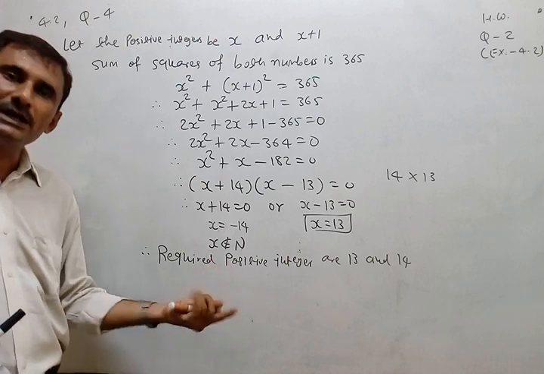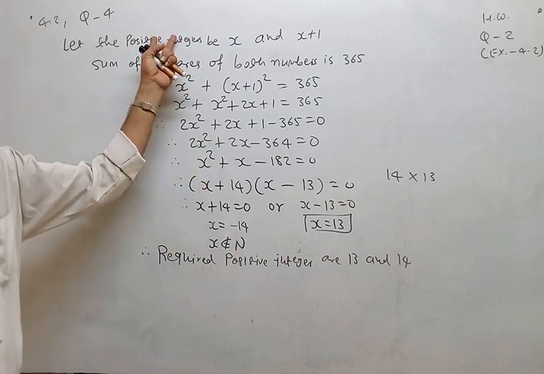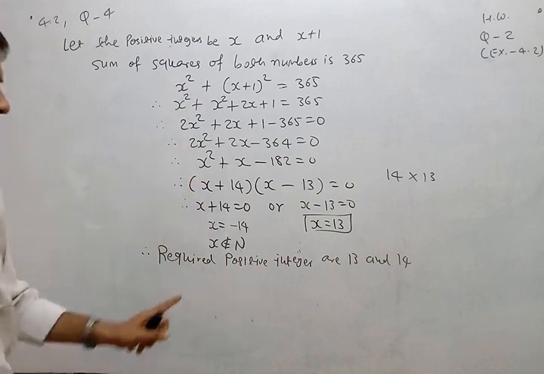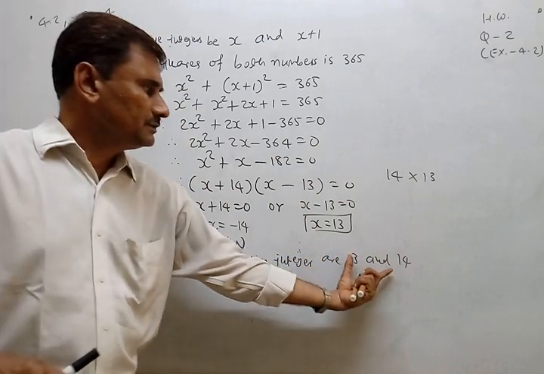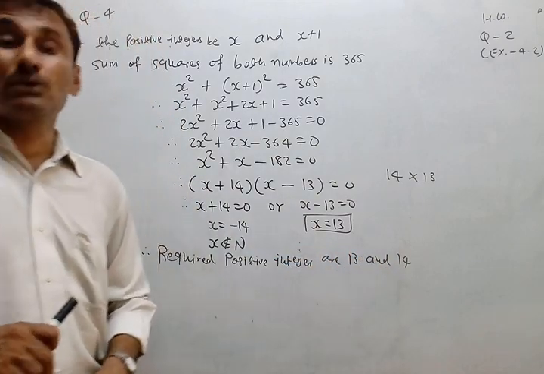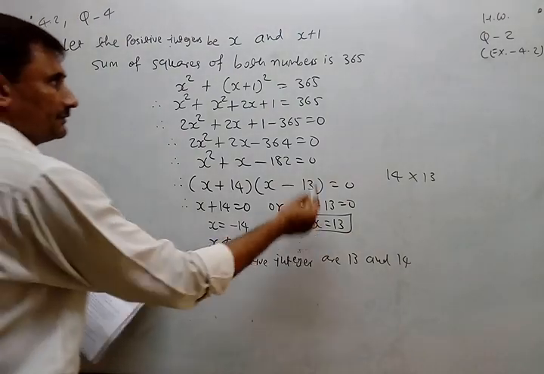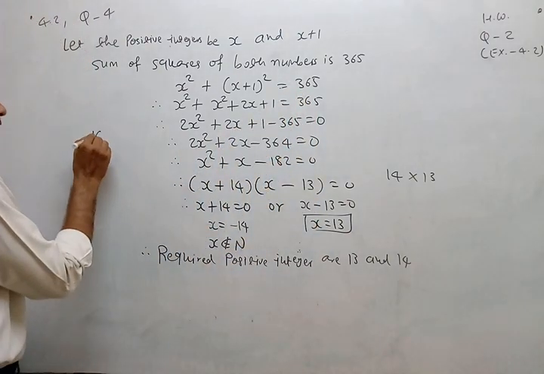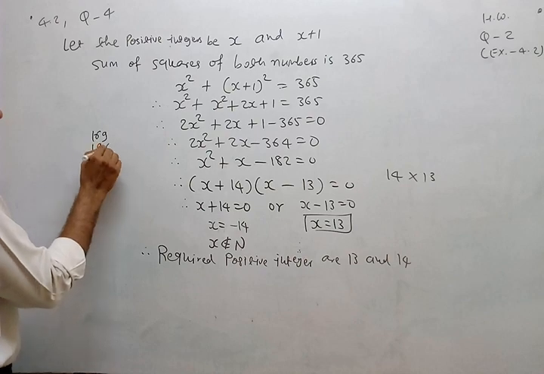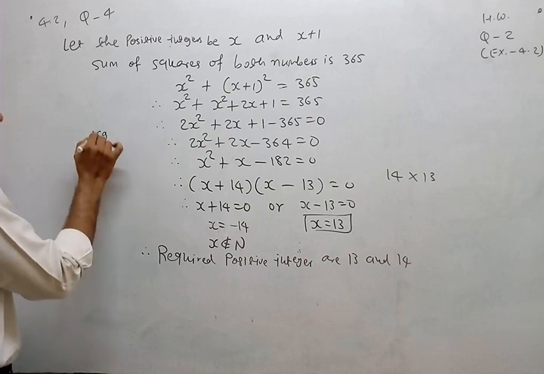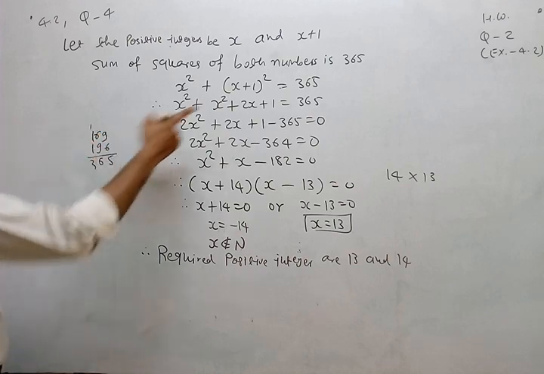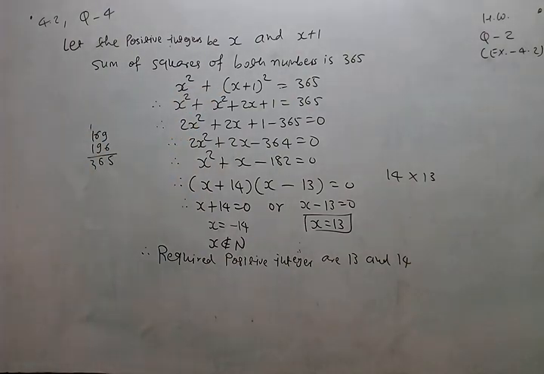Understand? So how to write the answer? Obviously from the first statement. And you can verify whether your answer is right or not. Just verify: is the sum of squares 365 or not? 13 squared is 169, 14 squared is 196, and 169 plus 196 is 365. So our answer is right.